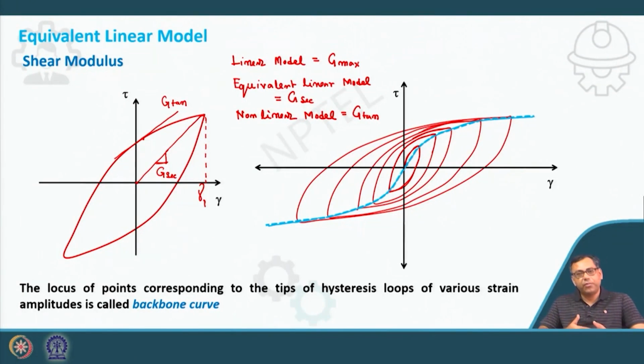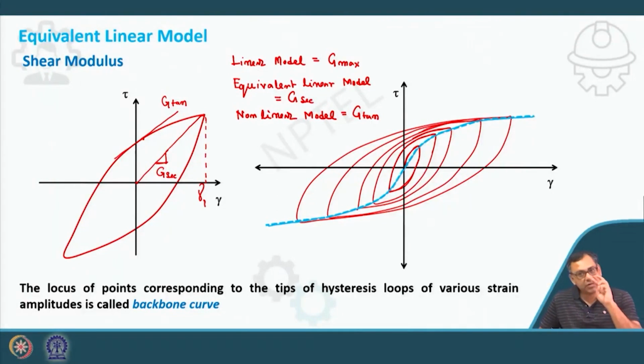But whenever we go for the non-linear response or non-linear behavior of the soil, then we use the equivalent linear model or the non-linear model. In both cases we represent the non-linearity of the soil, but in the equivalent linear model we do it in a simplified form. So that is clear when we will use which shear modulus.